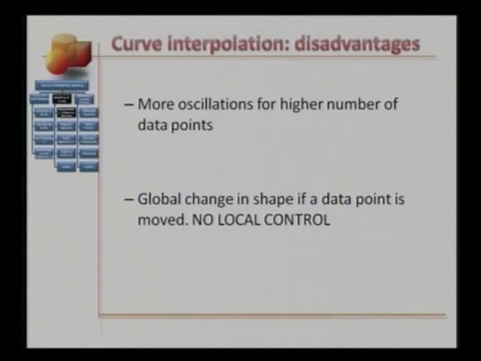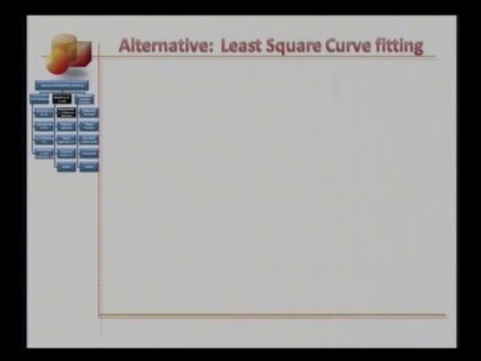The second point: global change in shape is observed if any data point is moved. In other words, curve interpolation methods do not offer local shape control to a designer. Well, we have an alternative.